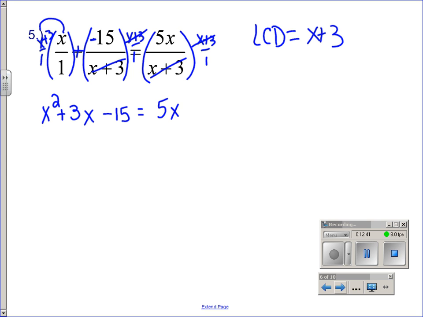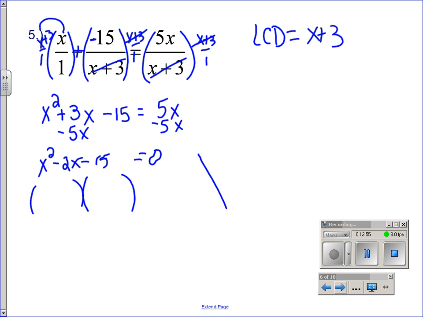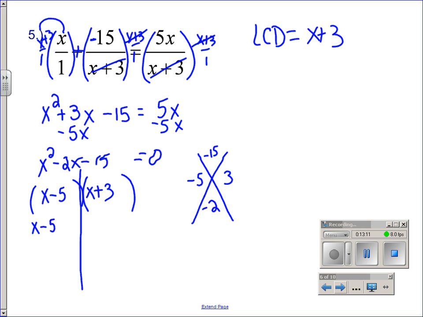So now let's get it equal to 0. Subtract 5x, subtract 5x. So now we have x squared minus 2x minus 15. Factor. So I have to multiply to give you negative 15, add up to negative 2. Good. Negative 5 and 3. So it's x minus 5, x plus 3. Set them equal to 0, right, to solve for x. So x equals 5, and x equals negative 3.